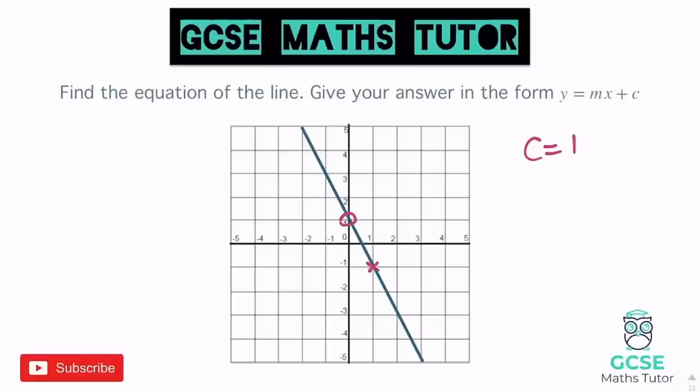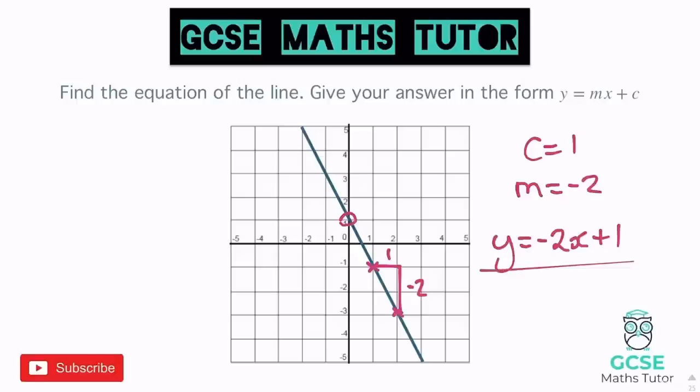We've got one here and one here, and now this time for 1 across it goes 2 down. So my gradient this time is going down, and we'd say it's -2, so the gradient is -2. So y equals mx plus c, we have y equals -2x plus the positive one there for the y-intercept, and there's the equation of that line.